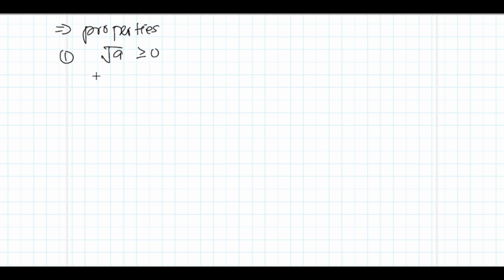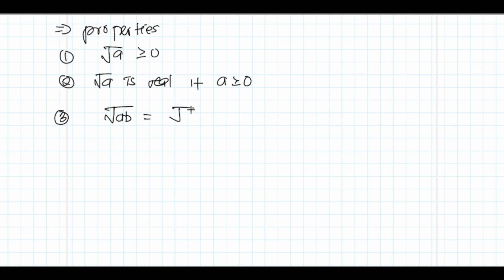And the square root of a is real if a is greater than or equal to 0. So the square root of a exists if a is greater than or equal to 0. And also note that the square root of ab equals the square root of a multiplied by the square root of b.